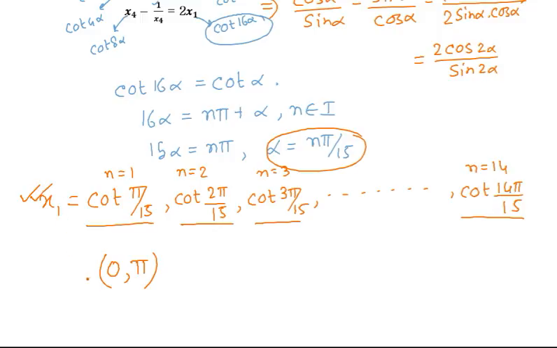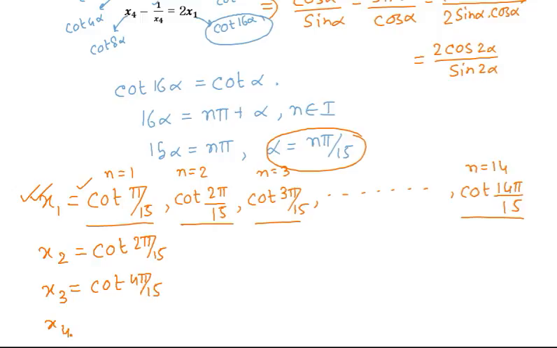Once we get the value of x1, the other values x2, x3, x4 can easily be obtained just by doubling the angles. If I take the first particular set, the corresponding x2 will become cot 2 pi by 15, double the angle. x3 will be cot 4 pi by 15, double the previous angle, and x4 will be cot 8 pi by 15.